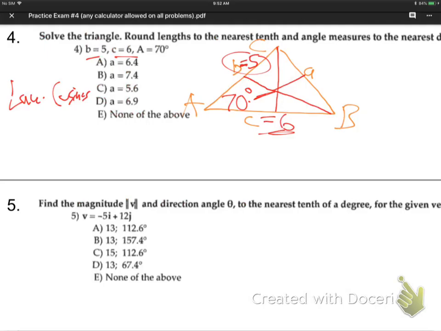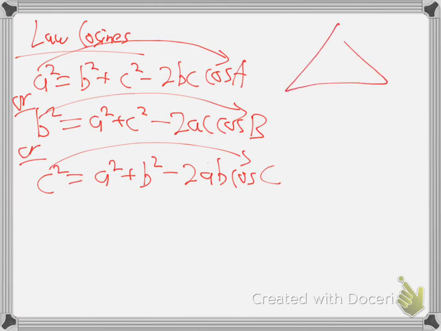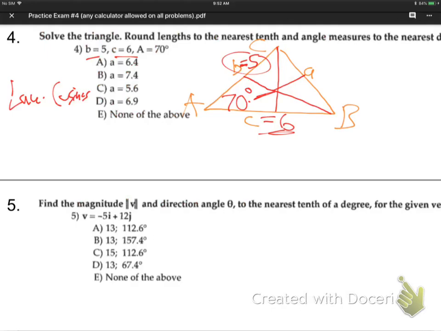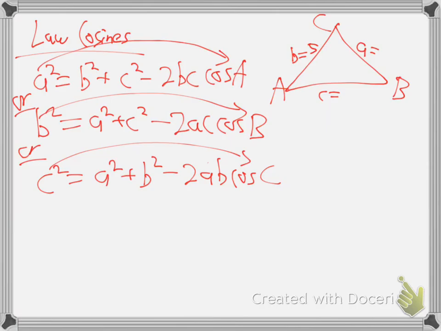What do we have? We have this triangle thing. Capital A, capital B, capital C, little a, little b, little c is 6 and 70. Okay, so this is question number 4. All right, so question number 4. Let's finish up then. All right, so law of cosines.